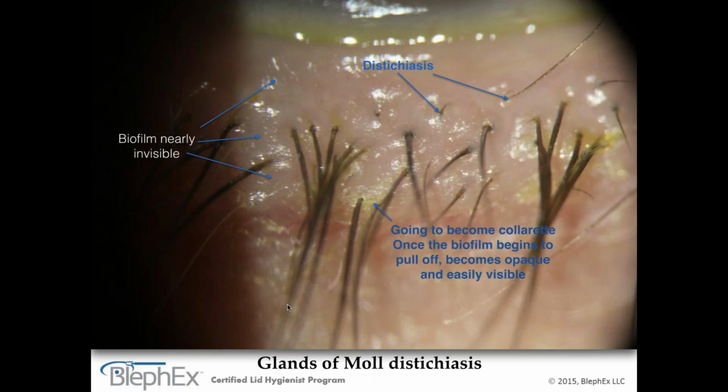Once again, on this patient right here, you can see lash misdirection. You can see edema or swelling at the base of the lashes. So this shows that this patient does have swelling and inflammation.